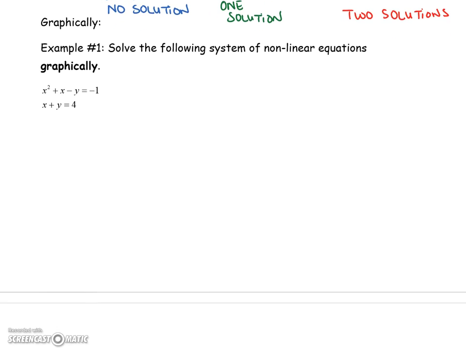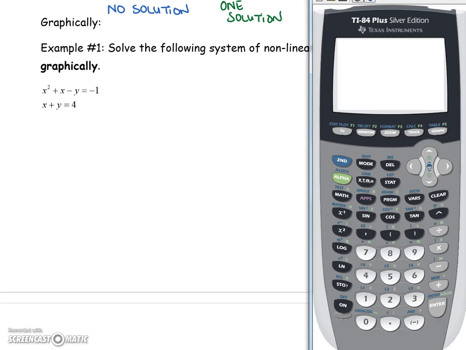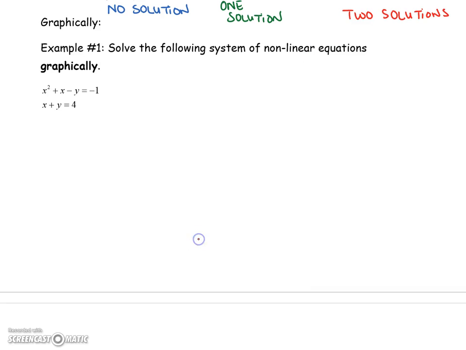So in example 1, it says solve the following system of nonlinear equations graphically. And so what we're going to do is use our graphing calculator. And remember that when we use our graphing calculator, I'll show you, there's a y equals button, and that's what we're going to be using. That means that everything has to be in y equals before we can solve or input into the calculator. So let's go into it. I'm going to label this the first graph. This is the second one.